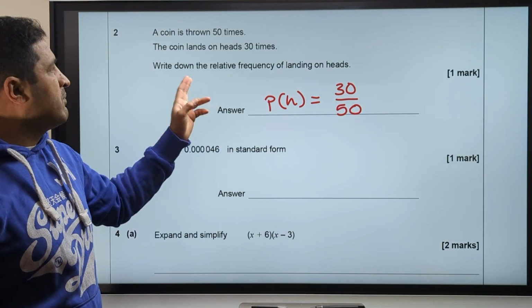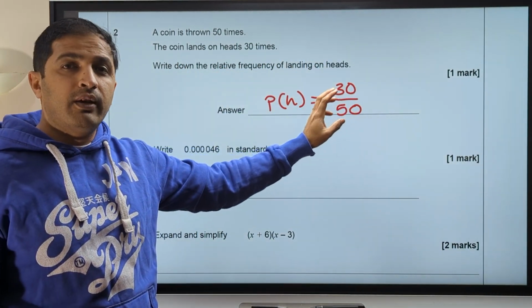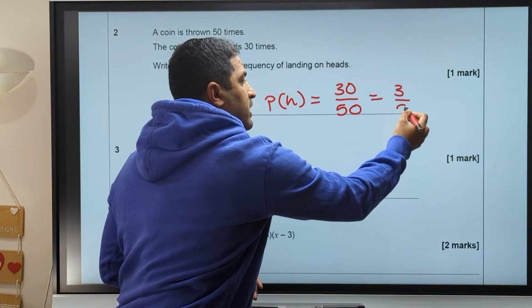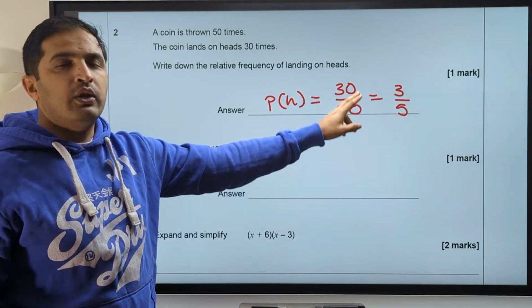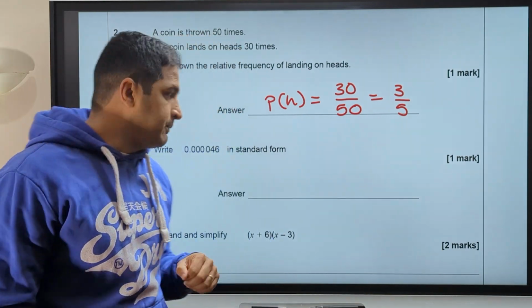Again, it doesn't ask you to simplify your answer, so you can write it as 3/5, but always simplify your answer in case you didn't read the question correctly or fully and lose the mark. So that's 3/5, but you would have got marks even if you wrote down 30 out of 50.